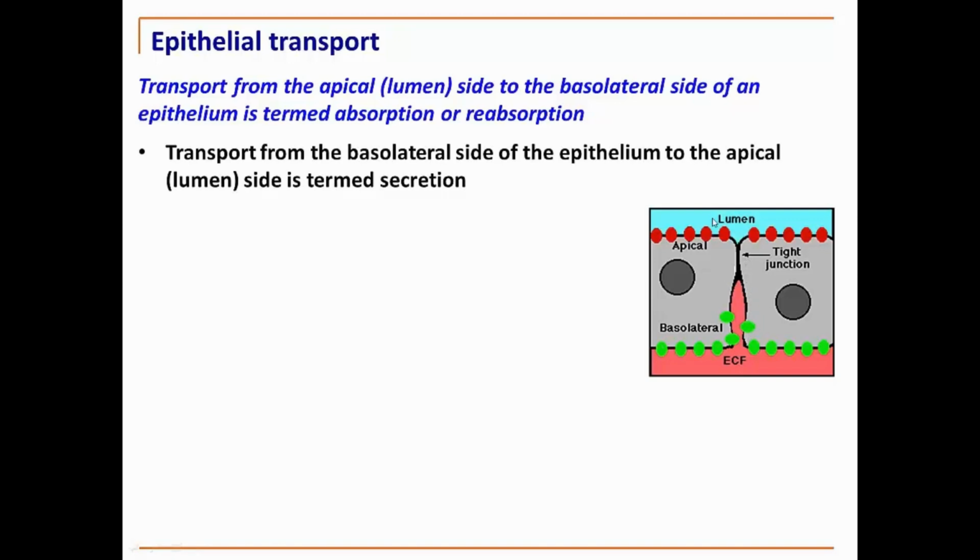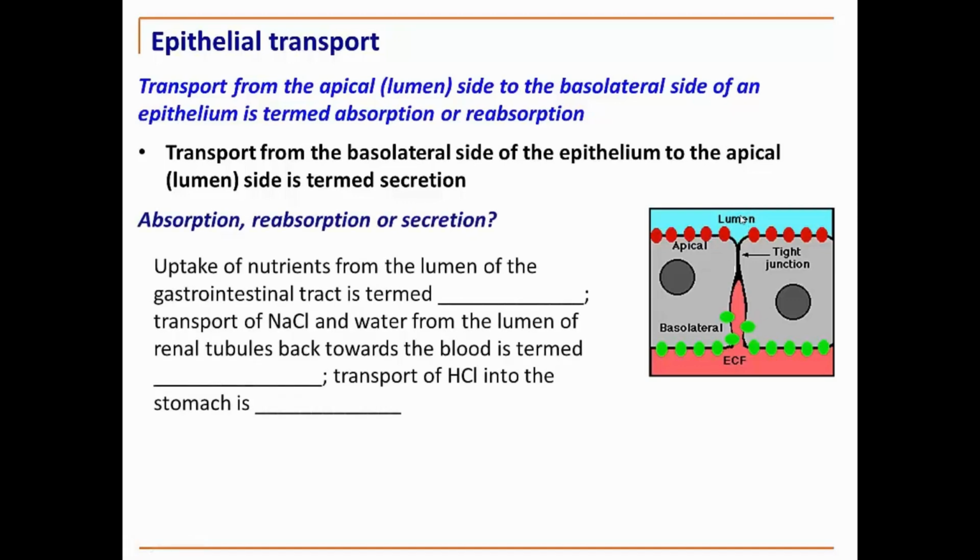Transport from the basolateral membrane to the apical, the luminal side, is called secretion. An example would be hydrochloric acid, secreting acid from the basolateral membrane through the apical to the lumen and into our GI tract, or into our stomach in this case.